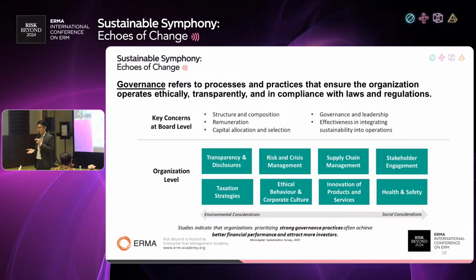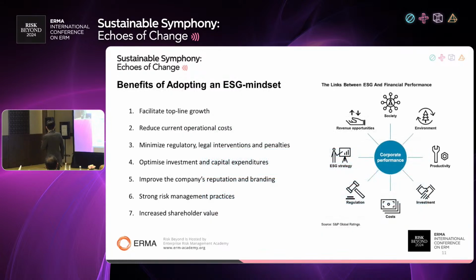The biggest one now would be IFRS S1 and S2. So that's how you disclose sustainability risks and opportunities, as well as climate-related risks and opportunities, right? So all in all, adopting that ESG mindset, bringing them together has multiple benefits. I won't go through each and every single one. The slides will be shared with you afterwards. But there'll be a few areas that you may want to consider.